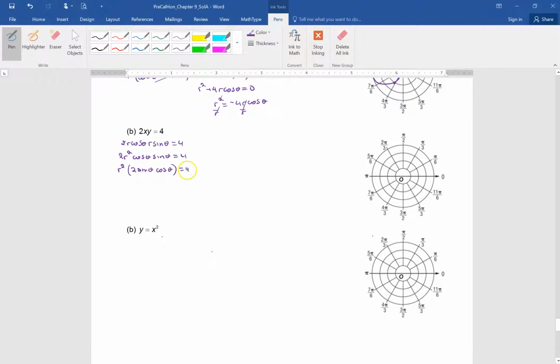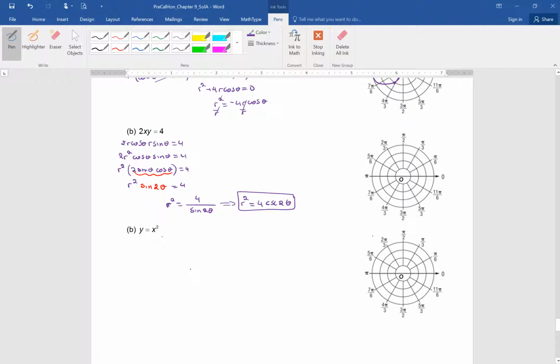But what do I have here, people? Where have we seen 2 sine theta cosine theta? It's sine 2 theta. Of course, you knew that. That means that r squared is equal to 4 over sine 2 theta. That means that r squared is equal to 4 cosecant 2 theta.